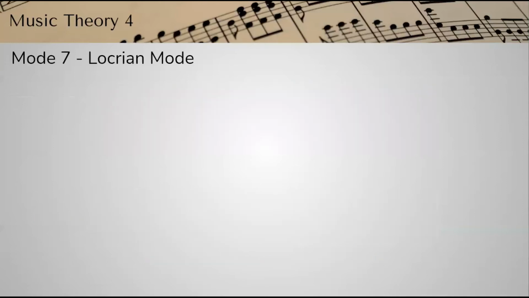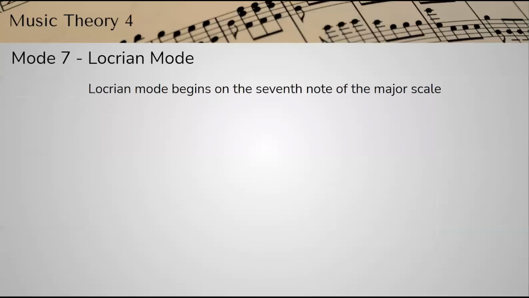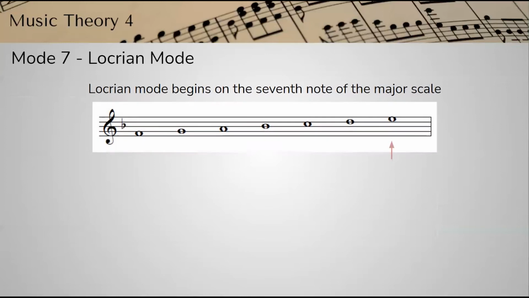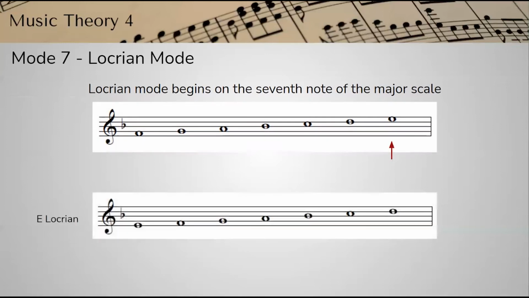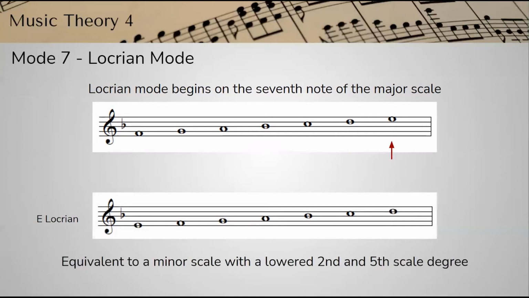And finally, the rarest of modes, the Locrian mode. Locrian mode begins on the 7th note of the major scale. So in this case, it starts on the note E. And it is equivalent to a minor scale, but it has a lowered 2nd and a lowered 5th scale degree. So if you think of the minor scale that starts on E, it should have an F sharp and a B natural. But this Locrian scale has an F natural, right, instead of an F sharp, and a B flat instead of a B natural. So those are lowered 2nd and lowered 5th scale degrees.